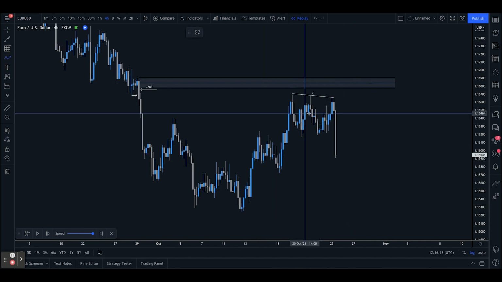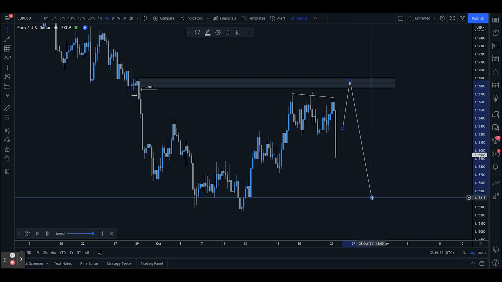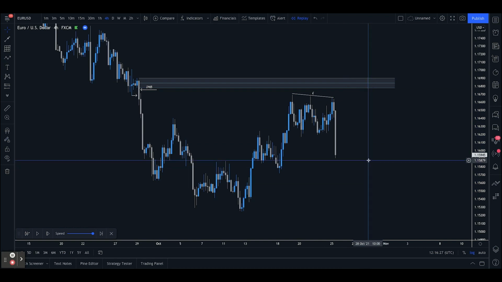So generally what I'm going to expect to see happen is the equal high liquidity to be taken out, the imbalance to be filled, and the supply zone to be retested before the market makes a real move down.